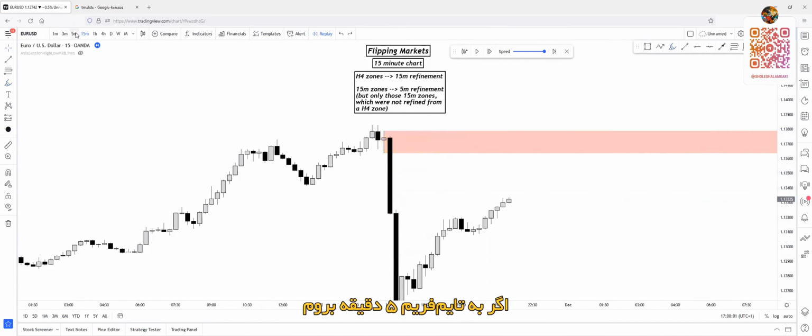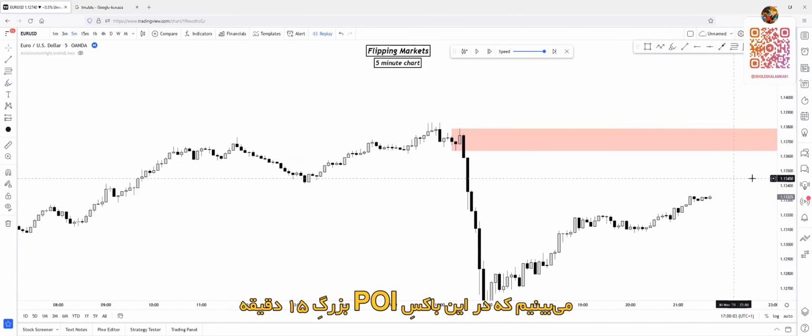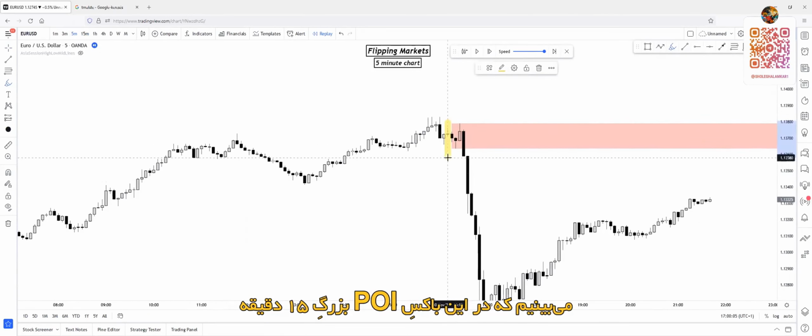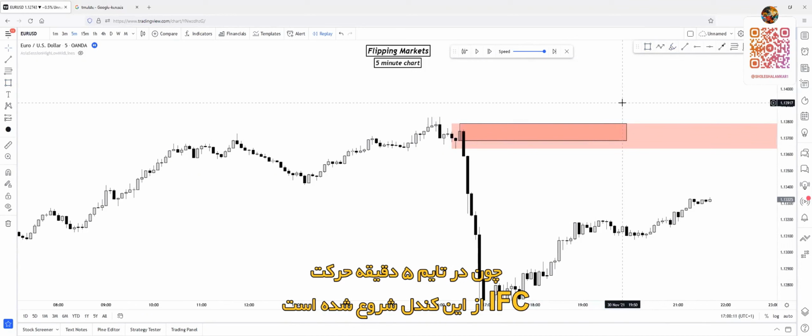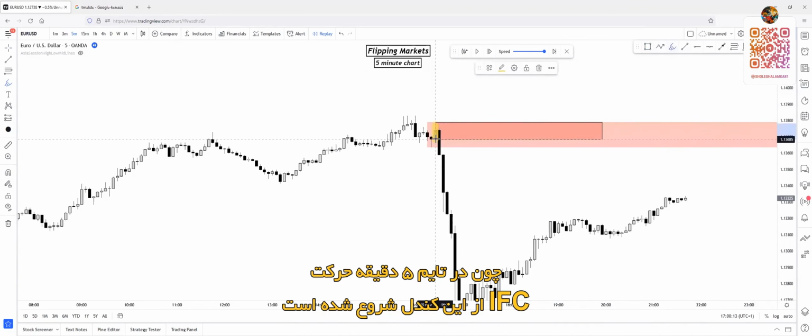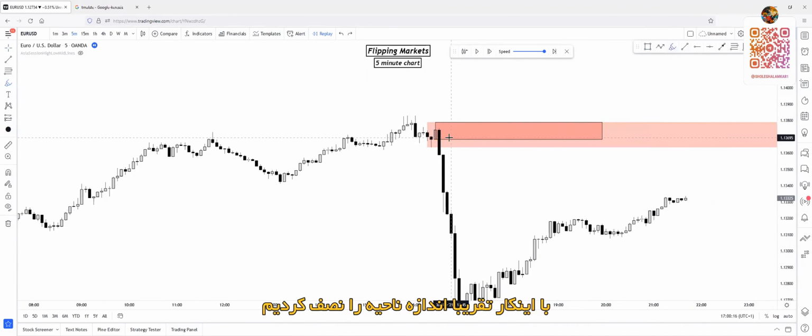If I switch to the 5-minute chart, you will see that inside of this 15-minute POI, this big box, we will have a much smaller box, this one, because the inefficient push on the 5-minute started from this candle. So we almost halve the size of this zone.